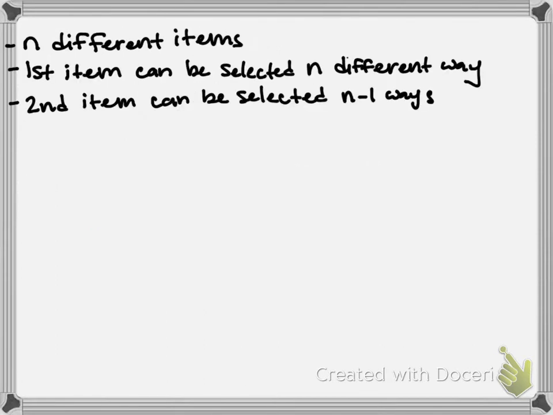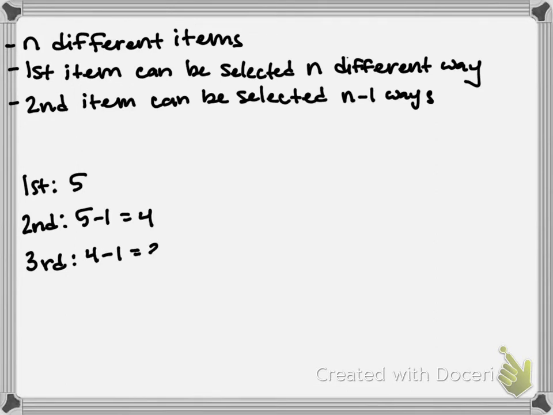All right. So there are n different items, right? So in that block example, we had 5 different blocks. The first item can be selected that many different ways. So I have 5 blocks, so for my first item, I can have 5 different colors there, right? But my second item is going to be n minus 1, or 5 minus 1, which is 4 ways, because I only have 4 blocks left. My third item would be 4 minus 1, or 3 ways. My fourth item would be 3 minus 1, or 2 different blocks I could put there. And my fifth block would be the last one left, right? 2 minus 1 is 1.